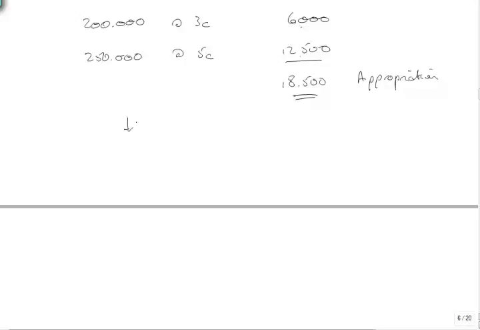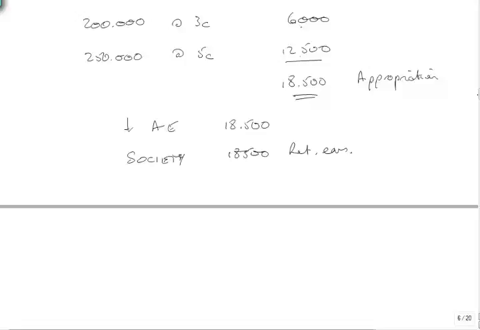So we need to decrease... Where's it gone? Admin. We need to decrease admin expenses by 18,500, and we need to show in the statement of changes in equity this 18,500 coming out of retained earnings.